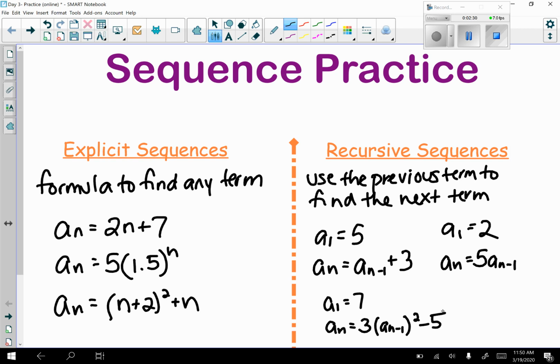So today's lesson or video is going to be mixed practice. So you're going to need to know, is it arithmetic or geometric? Is it recursive or explicit? And that's actually going to help you with a lot of these questions to eliminate some answer choices.